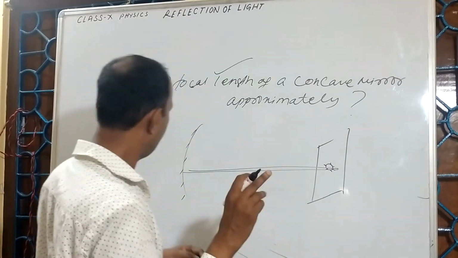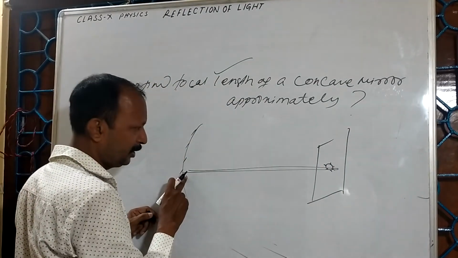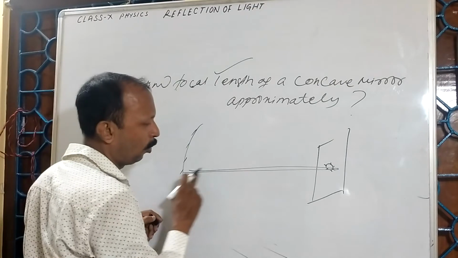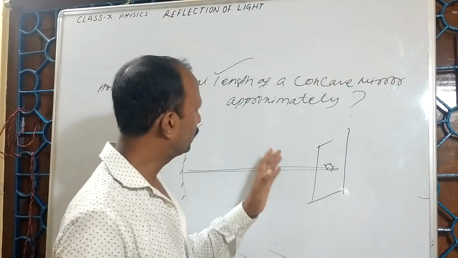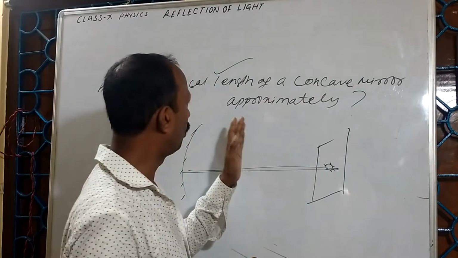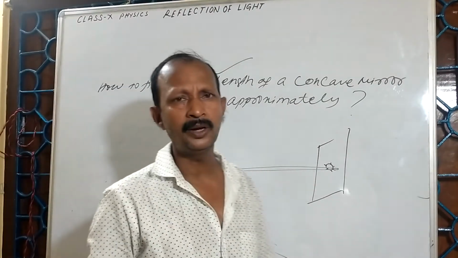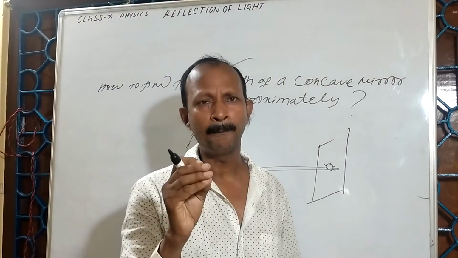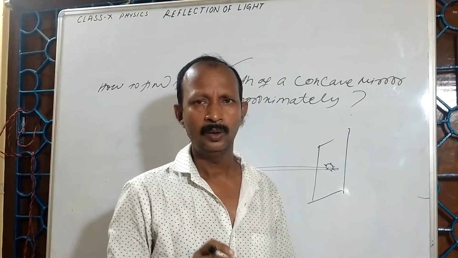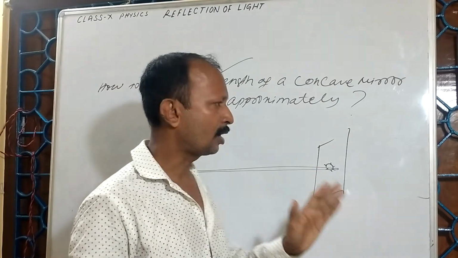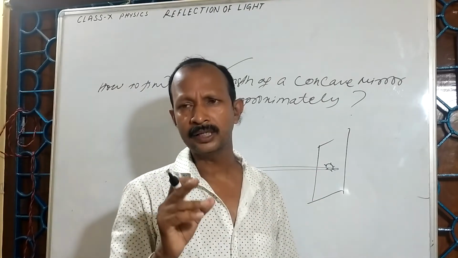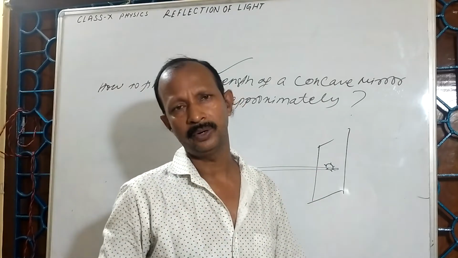So by measuring the distance between the pole and the paper or the screen, I can get the focal length of this concave mirror, but it is approximate. So this way we can find the focal length of a concave mirror in an easy way.